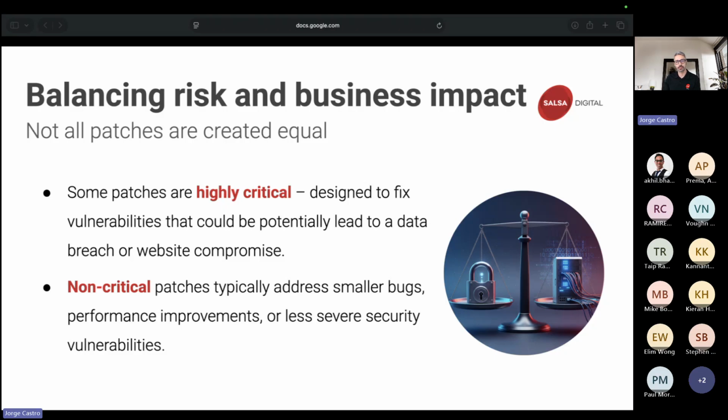But you also have non-critical patches, still important. They will resolve small bugs, performance improvements if they're not security related. But they can also address less severe security issues as well. So whatever strategy you come up with, it must clearly define a process for classifying, prioritizing, and responding to both critical and non-critical patches. And Essential 8, as I said, I'm not going to go through the details here, but it does provide you with a clear framework on how to prioritize and what to act and when as well, depending on your situation.